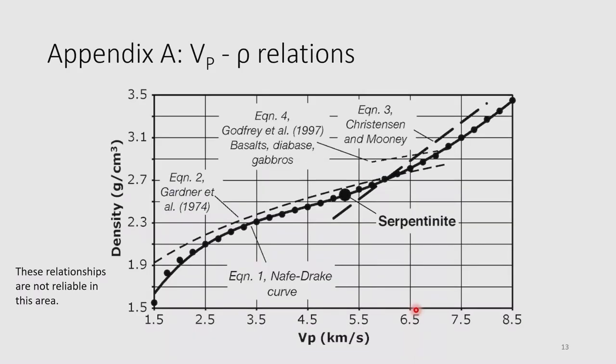Something that people often do in seismic data is use what is known as the Nafe-Drake curve, which is a way of taking a seismic velocity and turning it into a density. These sorts of curves work quite well in sedimentary environments, but they don't work so well in this particular area. So he tried using these conversions, where he would take the seismic velocity from the refraction seismic data and turn it into density, and he found it wasn't useful.